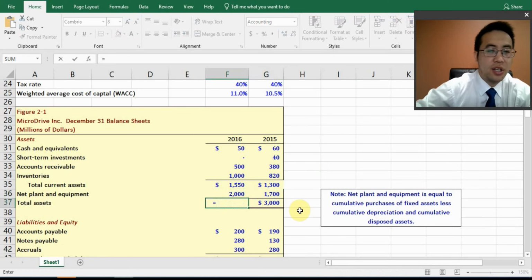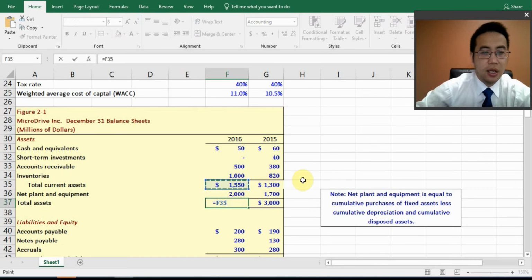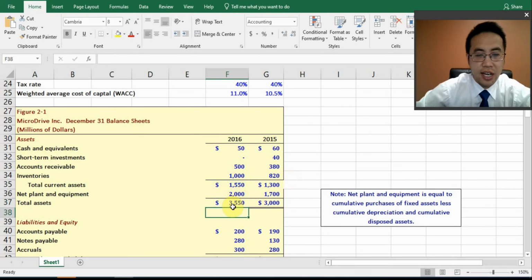But for total assets, I'm going to put the total current assets plus the net plant and equipment, or net fixed assets, and then I'm going to drag it all the way to the right. As you can see, both columns have the formulas plugged in.